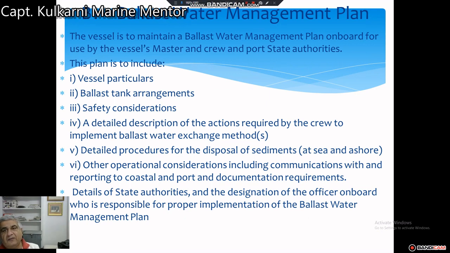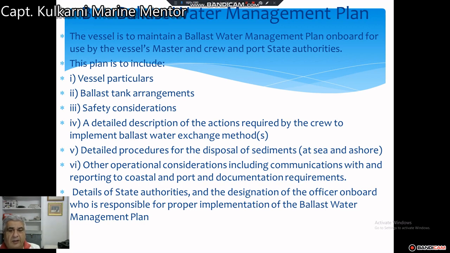Ballast water management plan. What will the ballast water management plan contain? Number 1 is ship's particulars, ballast tank arrangements, which they will show diagrammatically. Safety consideration, what safety we have to do with respect to the stability of the ship and any other consideration. Detailed description of the action required by the crew to implement the ballast water exchange plan, how they have to carry out. Detailed procedure for the disposal of sediment, how the sediments have to be disposed at sea or ashore, how it has to be done. Other operational consideration including communication with reporting to coast and port and documentation requirement.